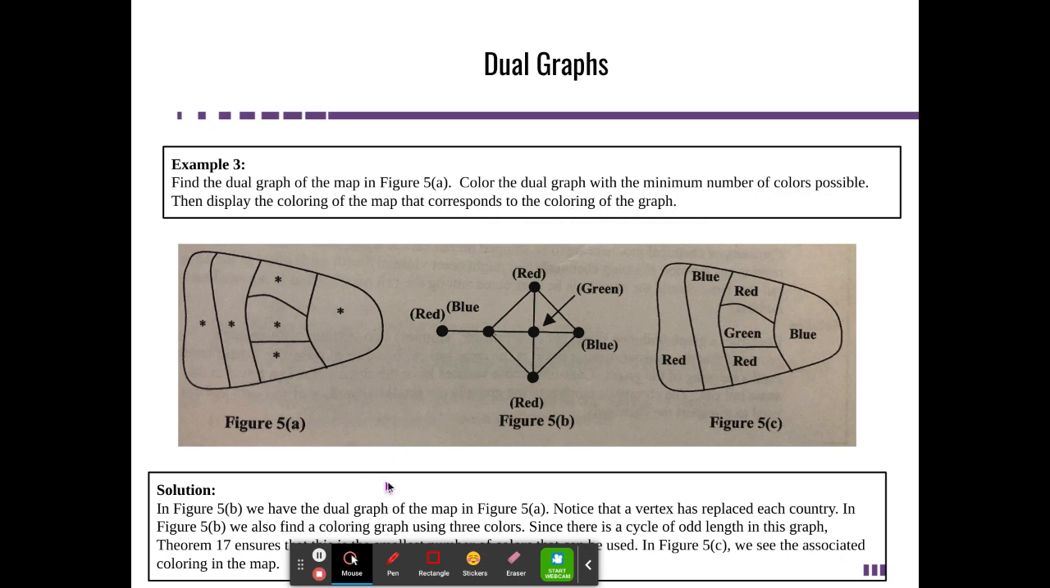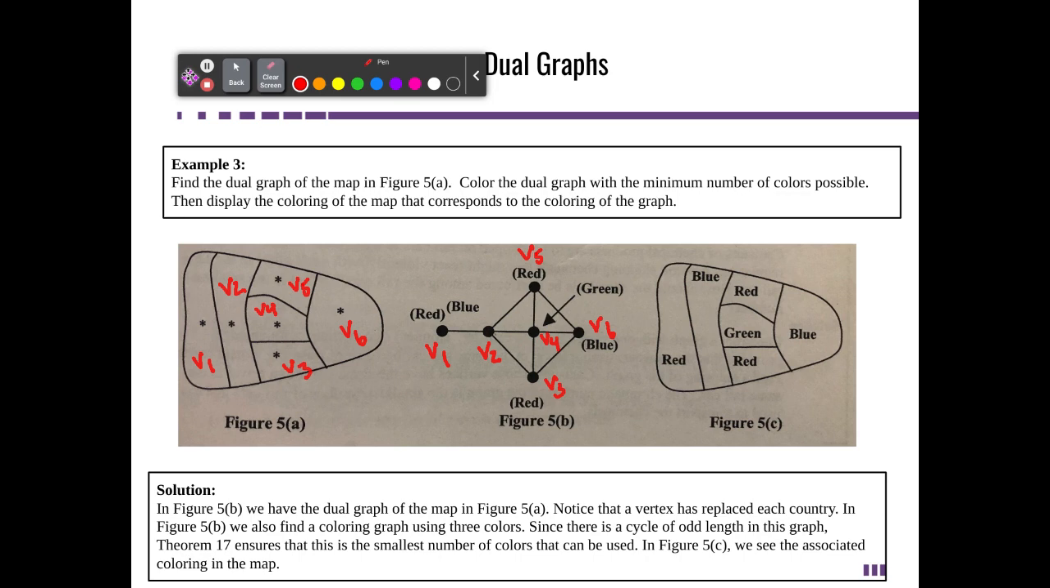So in figure 5b, we have a dual graph. Notice that a vertex has replaced each country. So I'm going to label these with vertex labels. So let's call this vertex 1, and then vertex 2, and then we'll call this vertex 3, and vertex 4, and vertex 5, and vertex 6. All right, so now let me pull this up out of the way. So notice that a vertex has replaced each country.